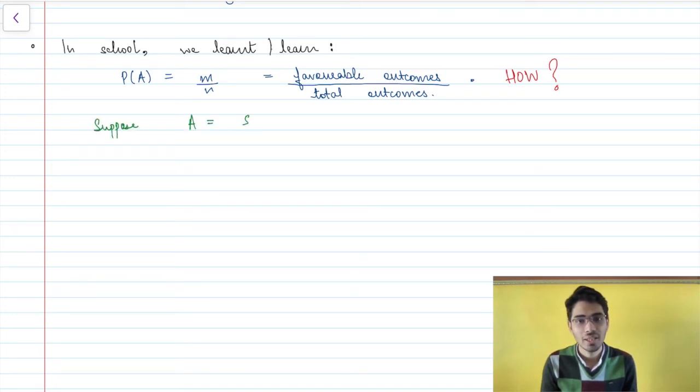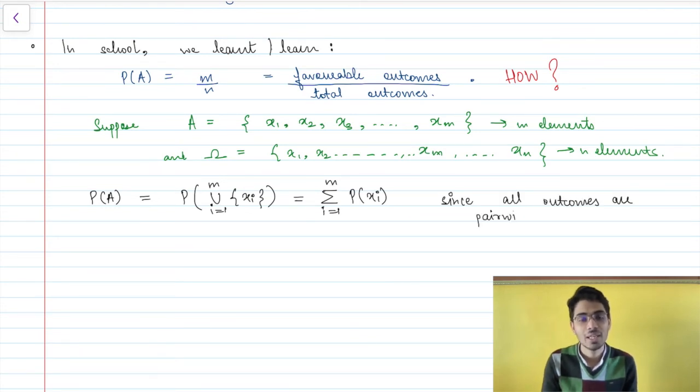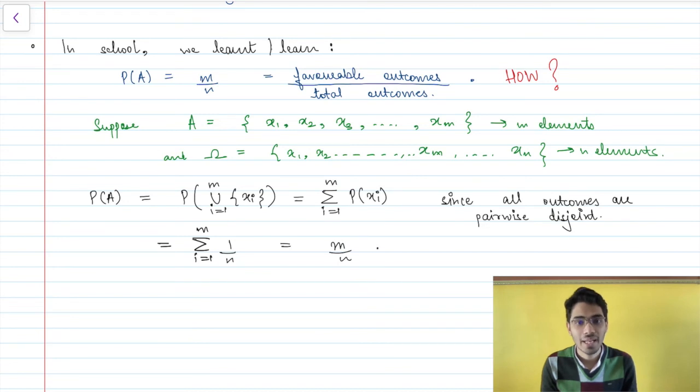Suppose A to be x1, x2 till xm with m elements and omega to have n elements, let's say. So probability of A can be written as probability of the union of all those xi's from i goes to 1 to m. Since these are disjoint events, we can say that this is equal to the summation of probability of each xi from i to m, since all outcomes are disjoint. This turns out to be summation of 1 by n, which is equal to m by n. And this is a big assumption right here.